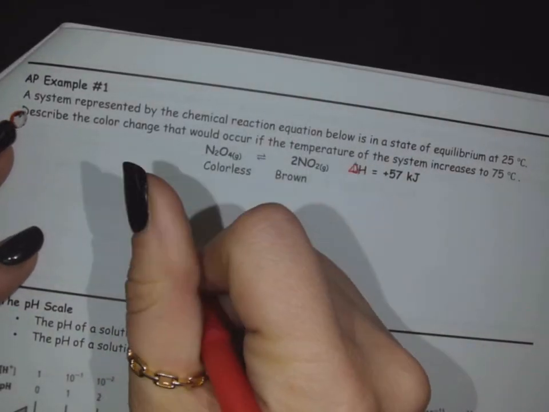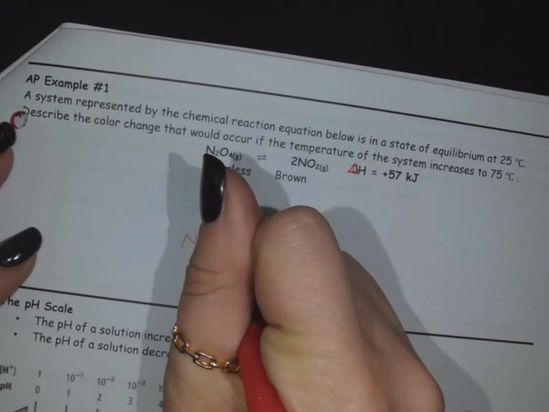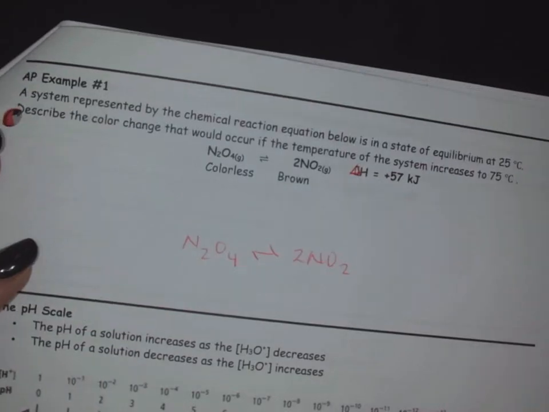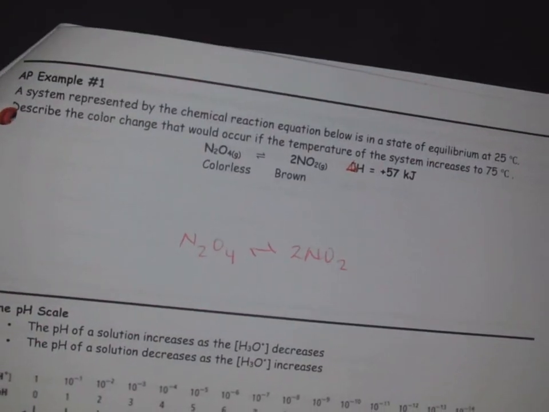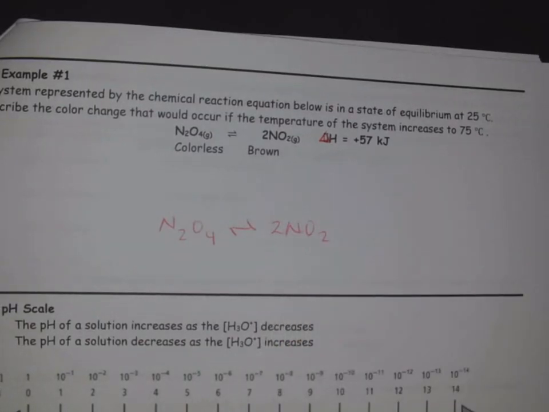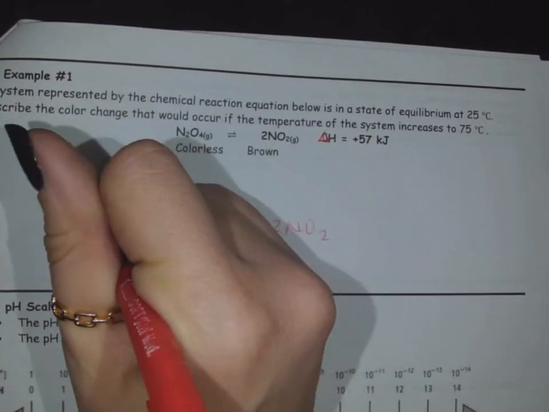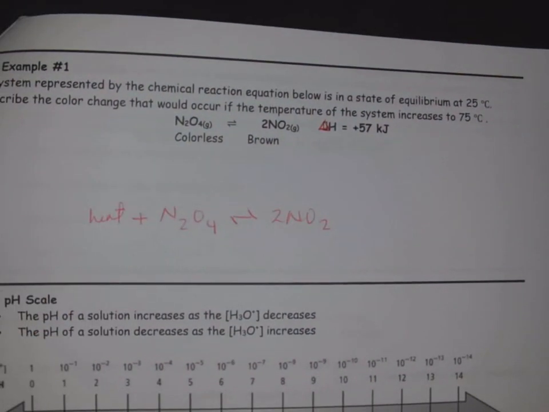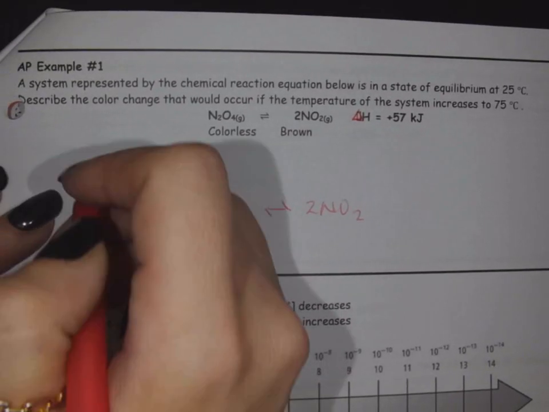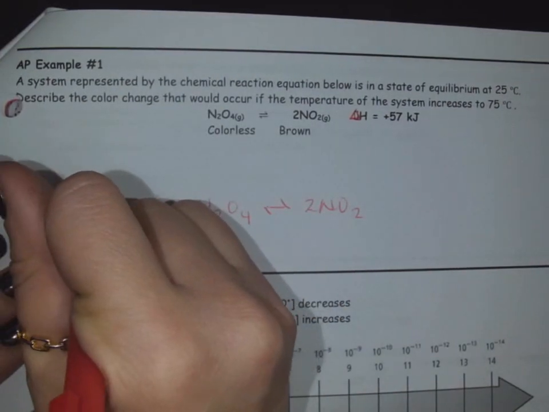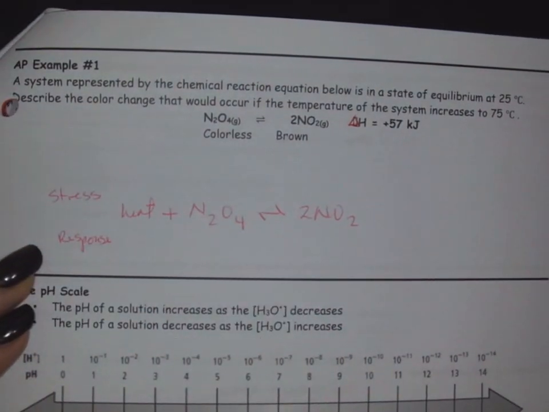All right, I want to rewrite this. So N2O4 results in 2NO2. The delta H on this is positive, a positive 57 kilojoules. So that would mean it's endothermic. So I think of heat as a reactant, that it's consumed in this reaction, at least when the forward reaction is happening. Now, just like before, the stress, I'm going to write that one up above, and the response I'm going to put down below.